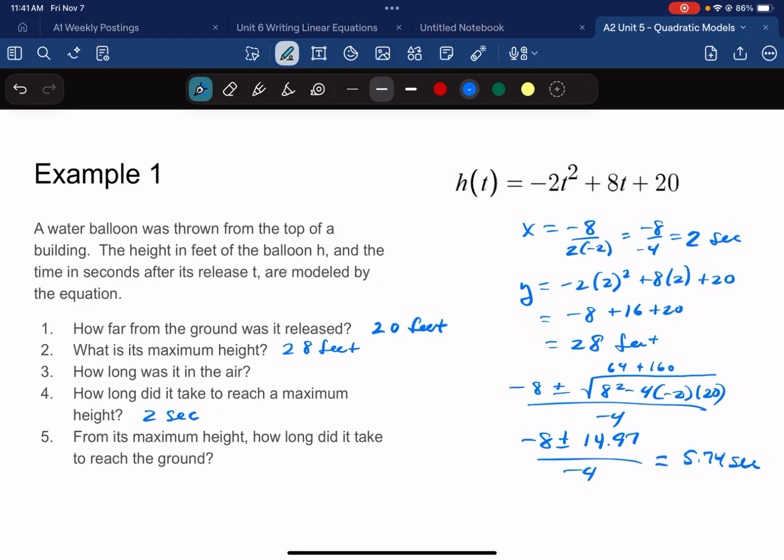Okay, so how long did it take? How long was it in the air? 5.74 seconds. From its maximum height, how long did it take to reach the ground? Well, it took 2 seconds to get to the maximum height, and it took 5.74 seconds to reach the ground. So I'm just going to subtract. Okay, and you get 3.74 seconds for that. Total time in the air, 5.74. And it reached the max at 2, so it took 3.74 to fall back down to the ground.